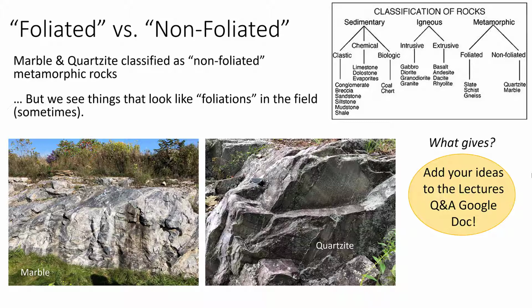But we see things that look like foliations in the field sometimes when we come across outcrops of marble and quartzite. And these two examples are from the Kingston area that you'll see in this course or in GEOEL300. So what gives? Why do you think that these, quote, things that look like foliations might exist in these metamorphic rocks? Please add your ideas to the lecture's Q&A Google Doc.